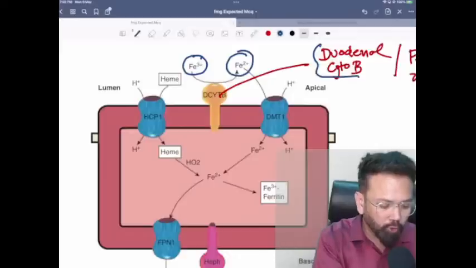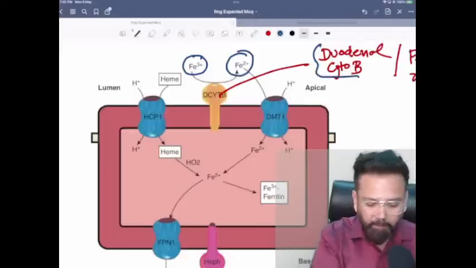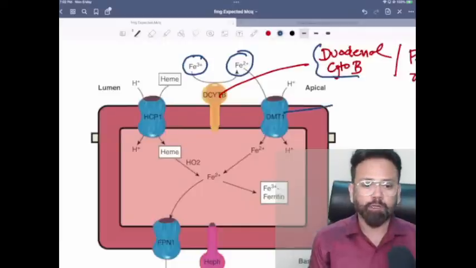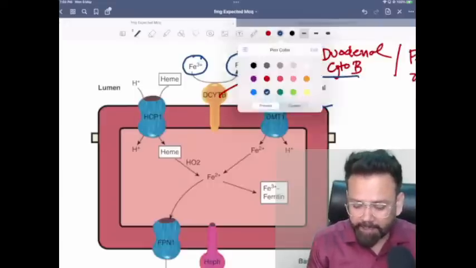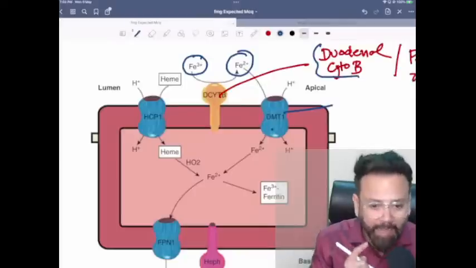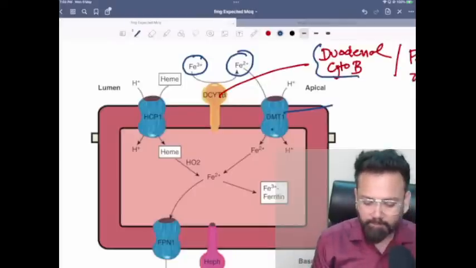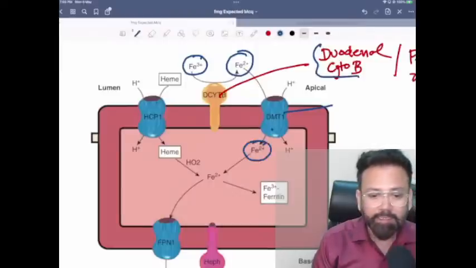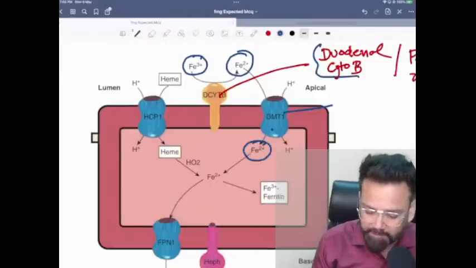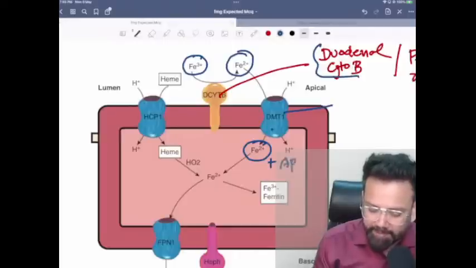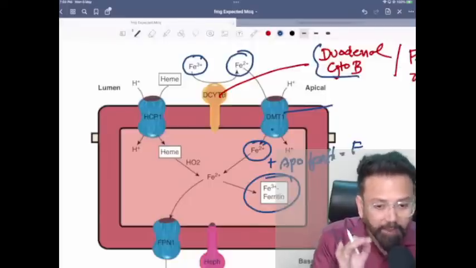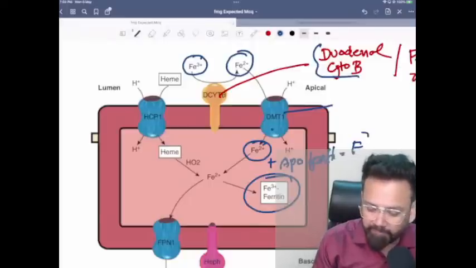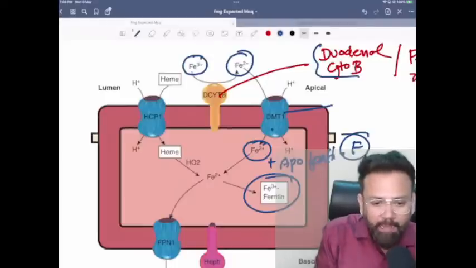And point number 2, it is taken by intestine by divalent metal transporter. This is the question. Ferrous ion is taken by intestine by DMT1. What is DMT1? Divalent metal transporter. Then this will come inside your intestine, duodenum. Now this ferrous will combine with apoferritin to become what? Ferritin. Remember, apoferritin when combined with ferrous will form ferritin. And if deposit happens, then it forms hemosiderin.